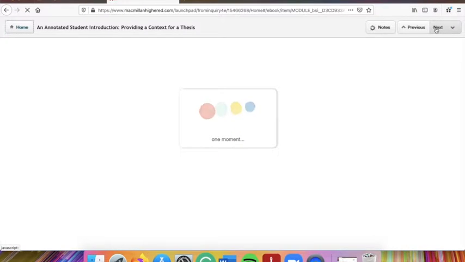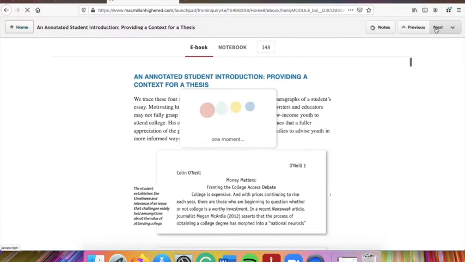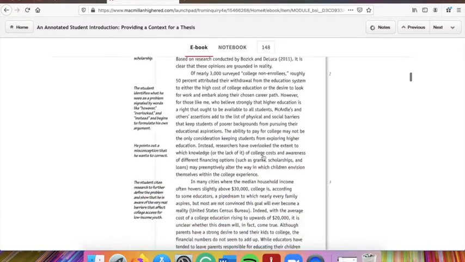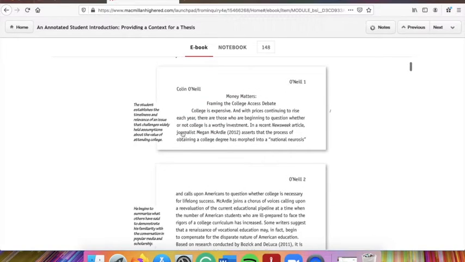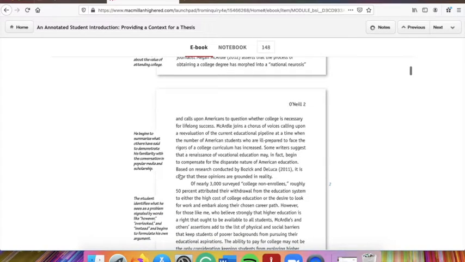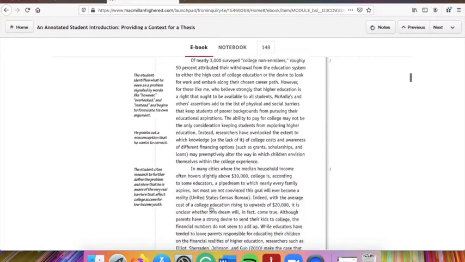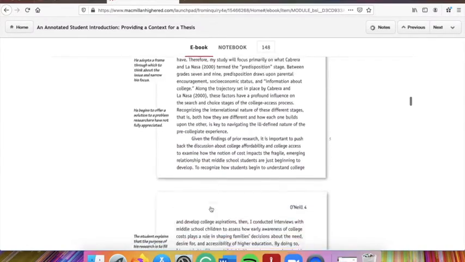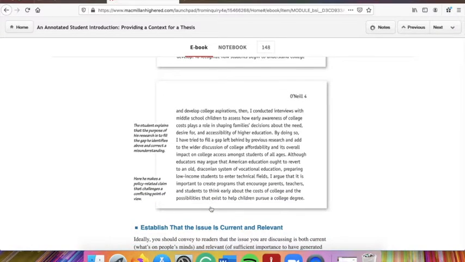We're going to just skip over. They have O'Neill read through this. It's a really great explanation of how to build this. And as you can see, it is multi-paragraph. He is establishing what is relevant here in this first paragraph. Then he begins to tell what others have said. He identifies the problem. Then way down here, he begins to argue his thesis. Where is it? He says, I argue that it is important to create programs that encourage parents, teachers, and students to think early about the cost of college and possibilities that exist to help children pursue a college degree.